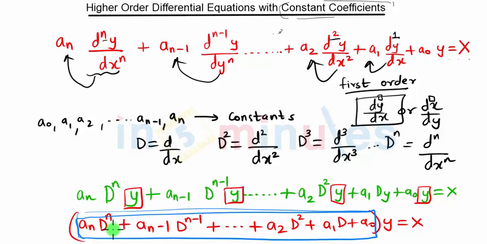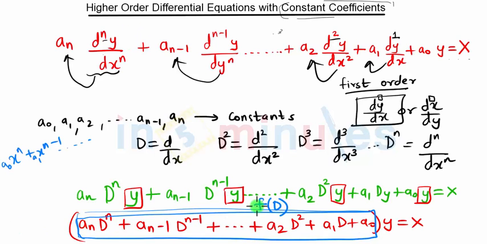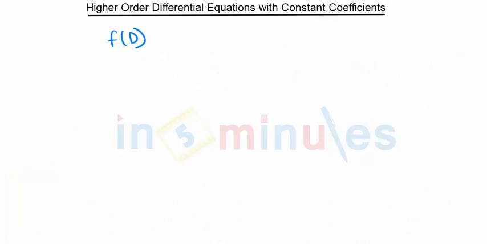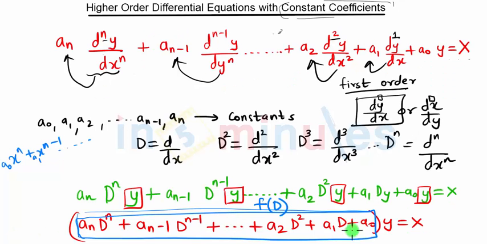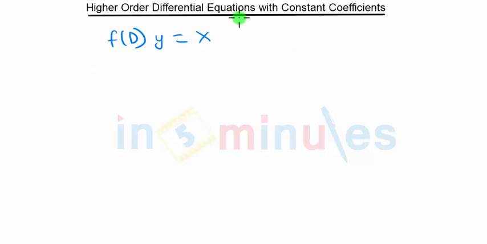If you see, this is nothing but the equation of a polynomial. We know that we always represent a polynomial in terms of x, that is x raised to n plus x raised to n minus 1, a0, a1, and so on. Similarly, this is a polynomial in D. So we represent this whole term as some function of D. So our equation becomes f of D into y equal to x. This is the general representation of our higher order differential equation with constant coefficients.